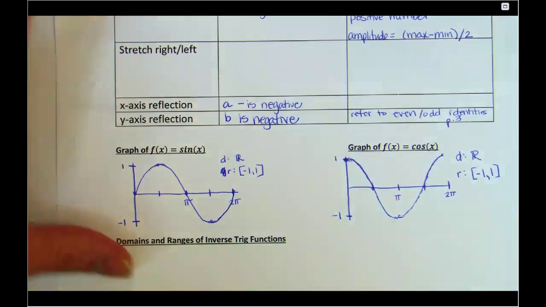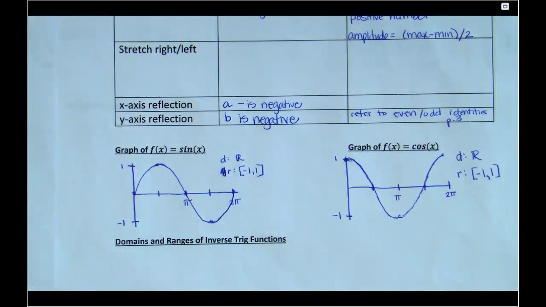Okay, so if b is negative, you're going to refer to the even and odd identities on page 3. First hour they were grumbling, they're like, that's a lot of work. Listen, I'm telling you, you don't have to remember what I just told you. I'm telling you where it's listed on your other paper.